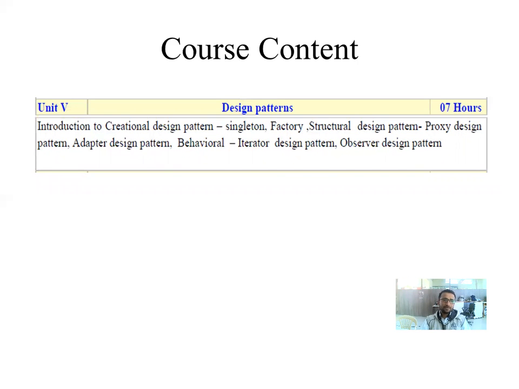Then the 5th unit we have is design patterns. In this 5th unit, we are going to concentrate on all the types of design patterns. First of all, we will have the introduction to the creational design pattern. In that creational design pattern, we have singleton and factory design patterns.